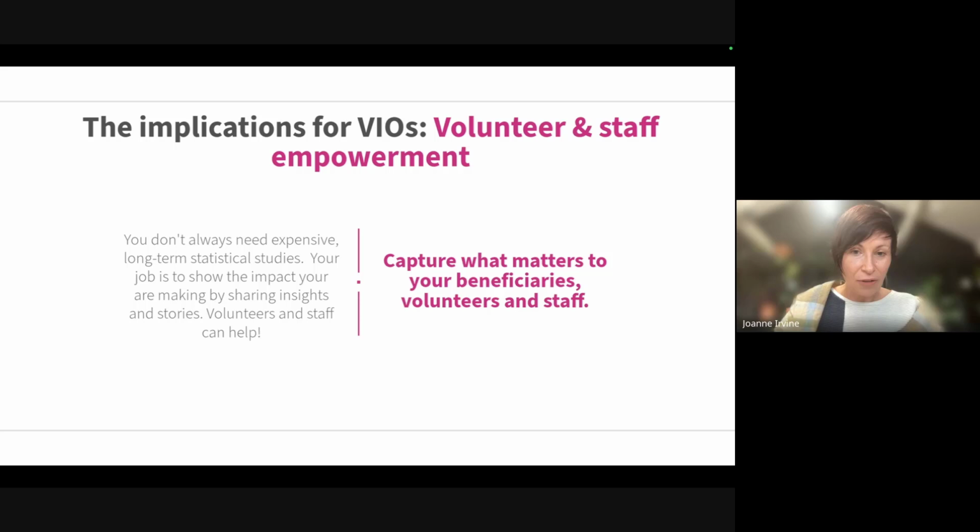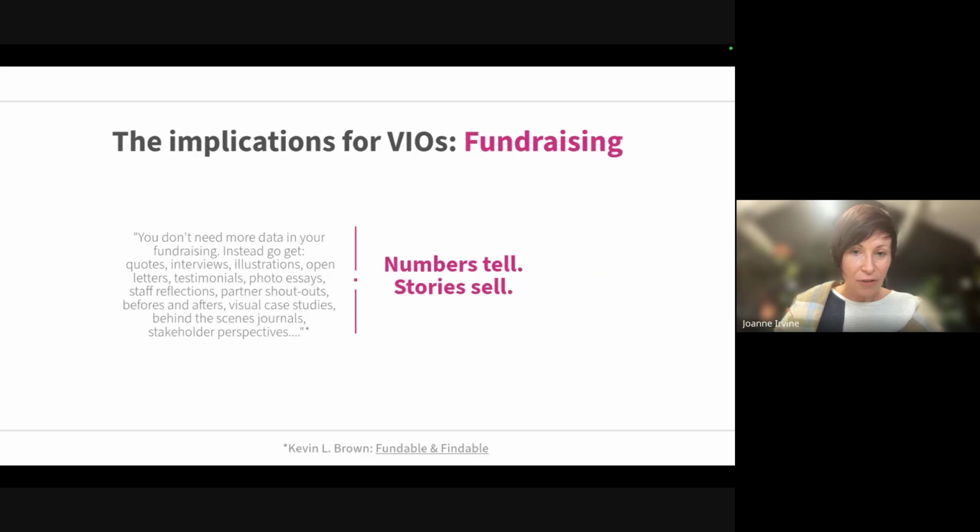And also, of course, the volunteers. Being able to capture what matters to them, your beneficiaries, your volunteers and staff, is just as important as capturing what the donor wants, if not more so, I would say. And potentially, what might be the implications for fundraising? The numbers do tell, but, this really nice quote, I like it: stories sell.